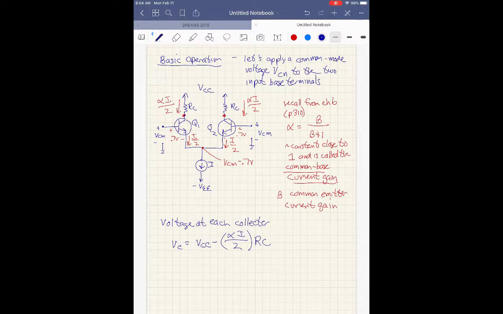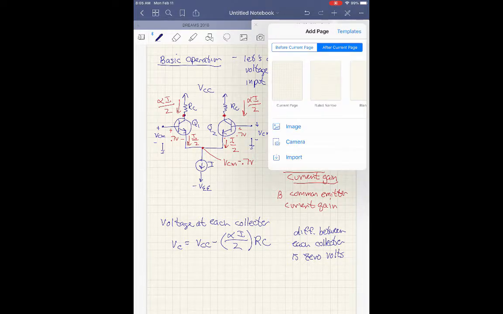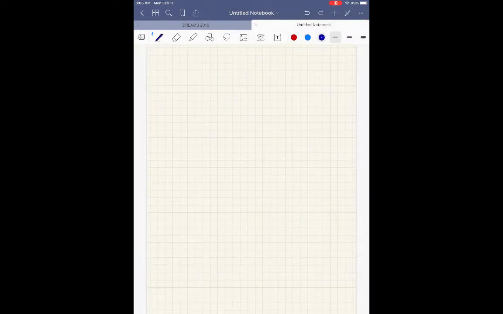Okay, and the difference between each collector, if these are matched, is going to be 0 volts. So that's if the VCMs are matched. If we vary VCM, if the VCMs are different, let me add a new page here. Okay, so let's say this now.